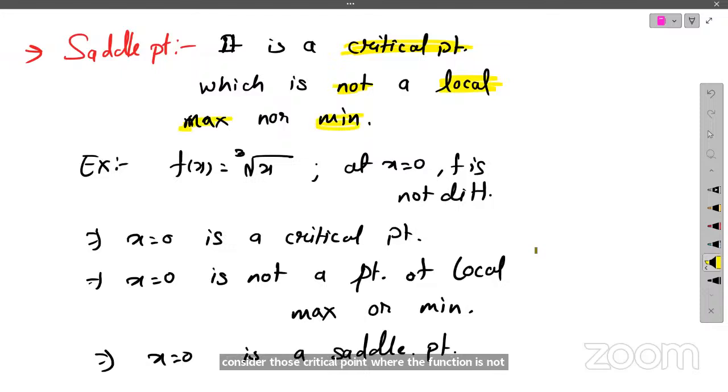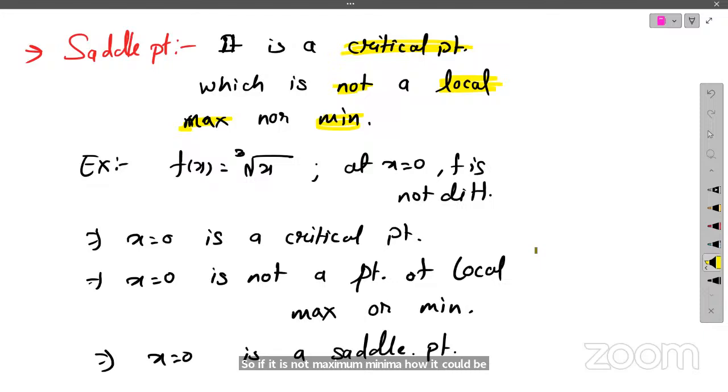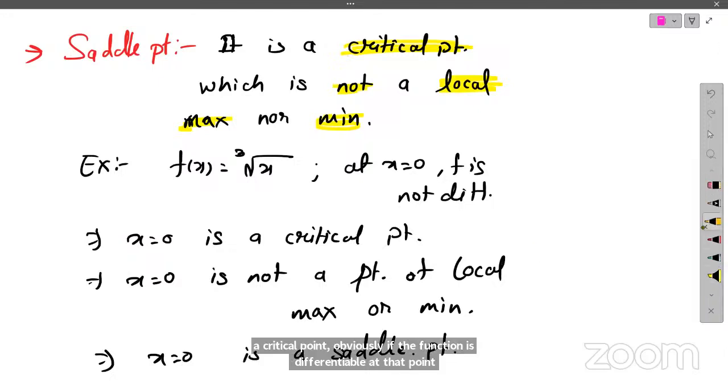So if it is not maxima and minima, how could it be? Maxima and minima. The definition is f dash of x. Since it's a critical point, obviously if the function is differentiable at that point, then f dash of x is equal to 0, because we are involving the critical point in the definition. And what are those critical points? Either it is not differentiable, or f dash is 0.